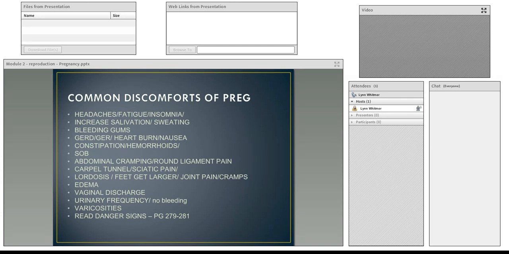People have vaginal bleeding because of implantation, because of sex, because the cervix gets very vascular, and anything that touches the cervix may cause it to bleed. So during penile intercourse, we could have vaginal bleeding, so postcoital bleeding. She could have a threatened abortion or a threatened miscarriage. She could actually have an absolute miscarriage, varicosities, and then please read through some of the danger signs which are on page 279 to 280.